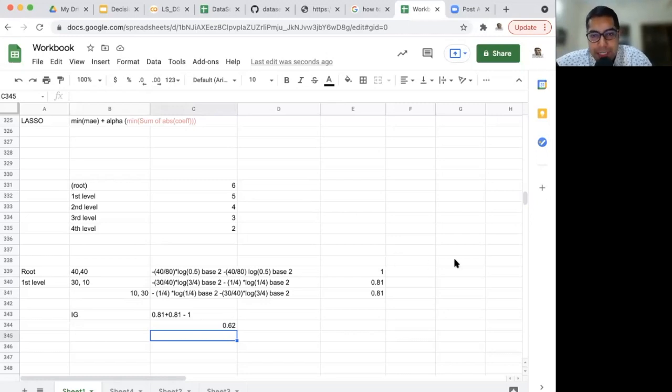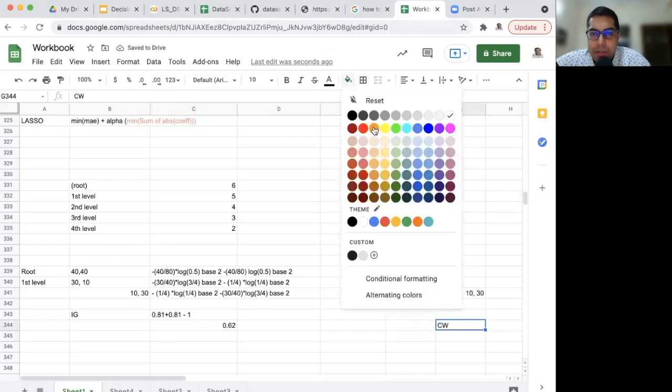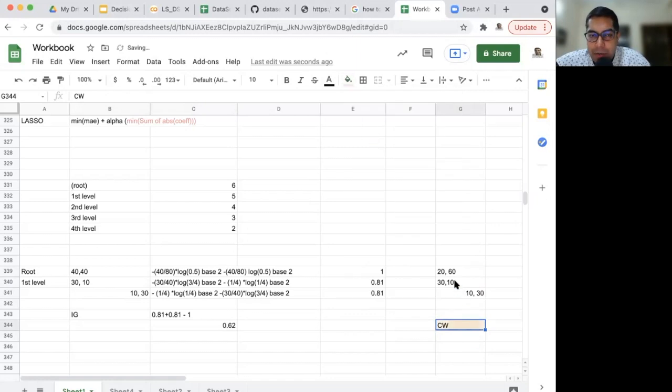If I construct the tree, let's say 40-40, forget 40-40, let me just do 20-60. Can you now do the information gain? The second level will be 30-10 and 10-30. Can you tell me the information gain quickly for this? You just do it right now in classwork. Take 2 minutes. Your time starts now.